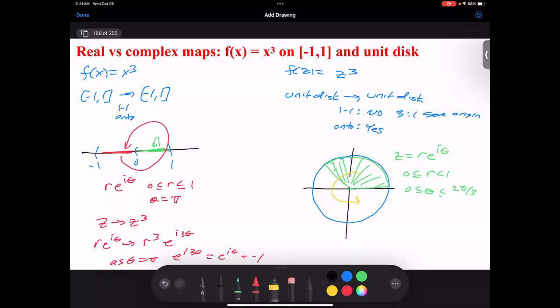With a little bit more detail, imagine f of z equals a_n z to the n plus dot dot dot. Okay? And I claim we have issues if n is greater than or equal to 2. It won't be injective. And here's the proof sketch.